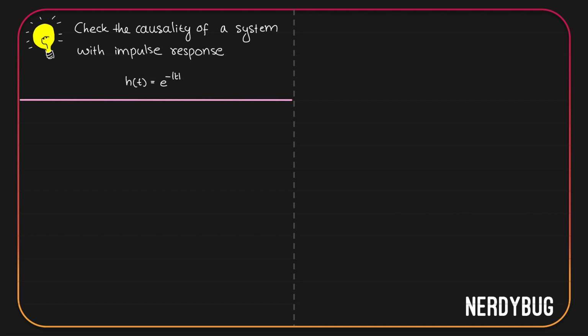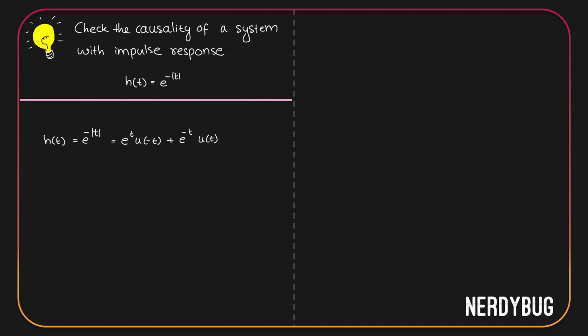Let us take another question. We have to check the causality of a system whose impulse response is e raised to minus mod of t. Here h of t is e raised to minus mod of t. When we take modulus of t, for t less than 0 it is minus t, and for t greater than or equal to 0 it is t. So we can write it like this: e raised to minus of minus t when t is less than 0, so we'll multiply it with u of minus t, plus e raised to minus of plus t for t greater than 0, so we'll write u of t with it. Now minus of minus t is plus t.